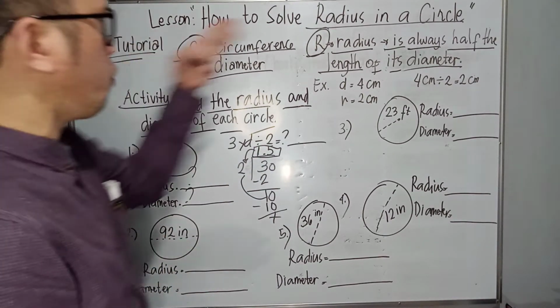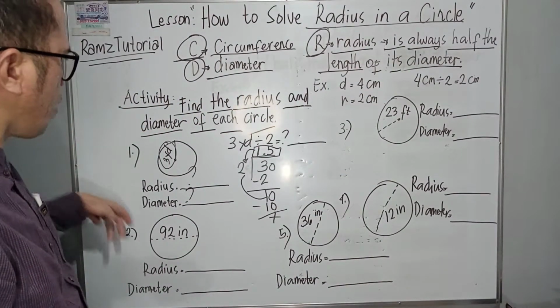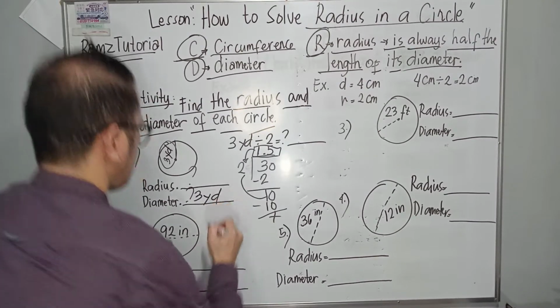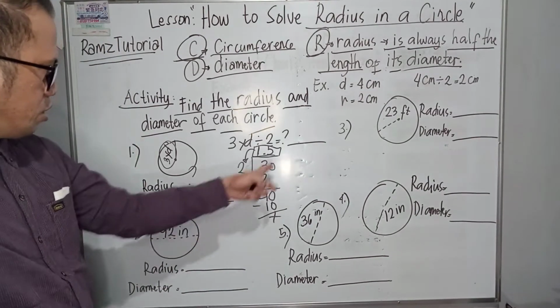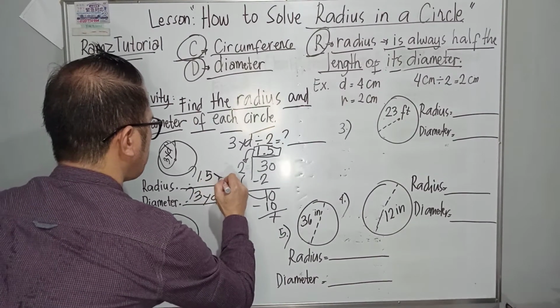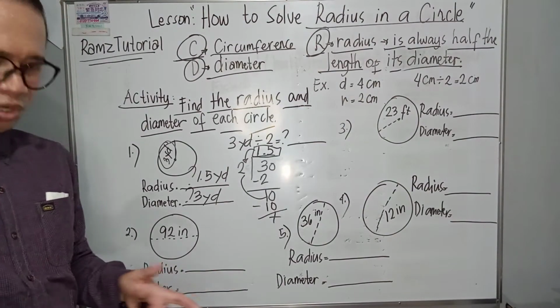Remember, the radius is always half the length of its diameter. So in number 1, the diameter is 3 yards. We're going to write here 3 yards. Then the radius, as we have seen, is 1.5. Don't forget the unit of measure. Right, my dear viewers?